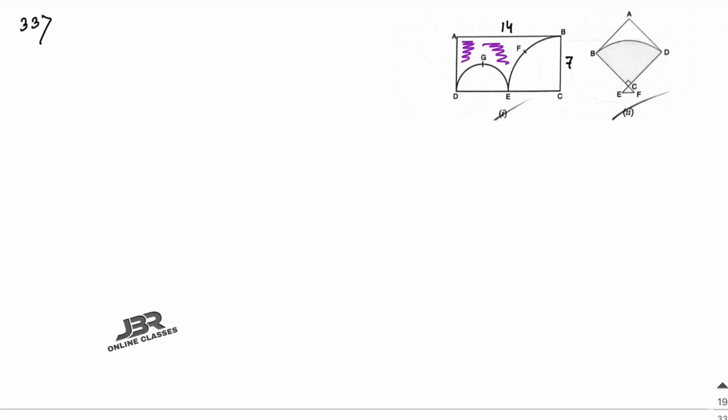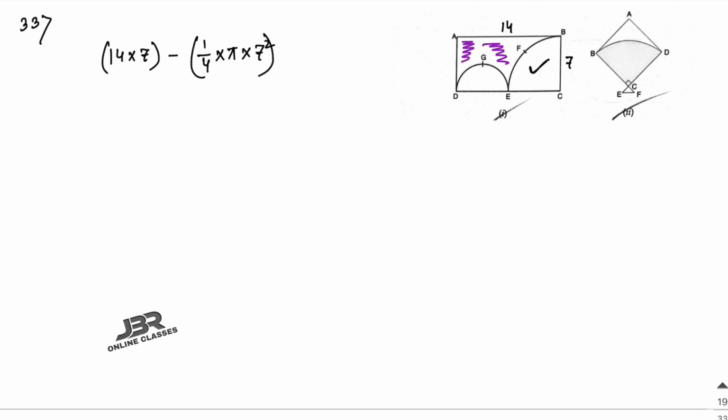First you have to find out the area of the rectangle, and that is 14 into 7. That is the area of the rectangle. And now next you have to find out the area of this quadrant. Quadrant means 1/4, so 1/4 into pi, and here the radius is 7, so 7 square, because r square. So 1 by 4 into pi into 7 square.